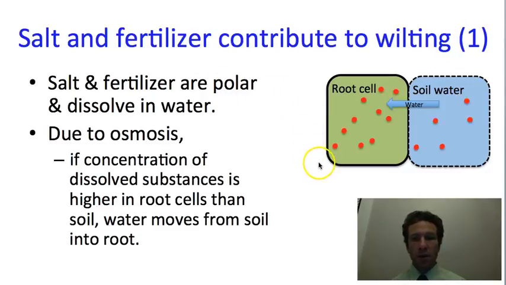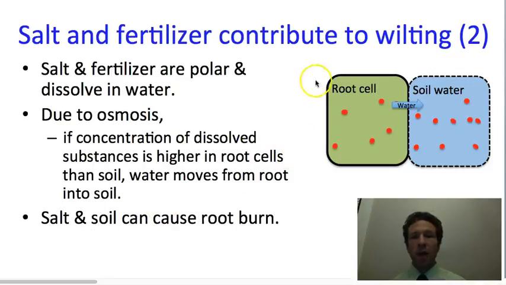Let's think about what this means. Here we have a simple diagram with one root cell and some amount of soil water that is adjacent to this root cell. Let's first think about a situation where we have a fair amount of solutes inside the root cell, which is typical, and a lower concentration in the water that is outside of the root. In this situation, due to osmosis, water will move from the soil water into the root cell.